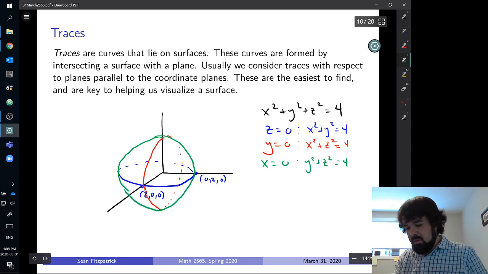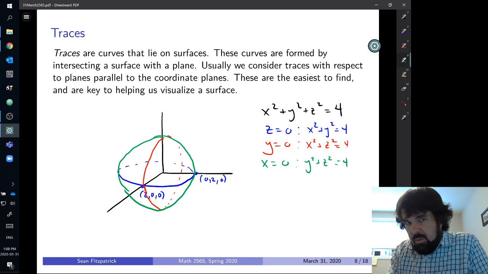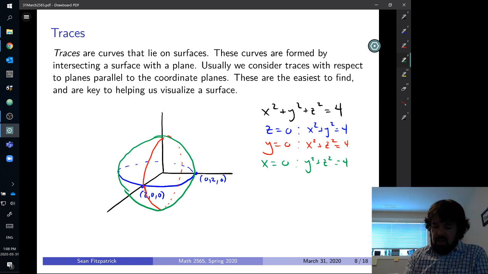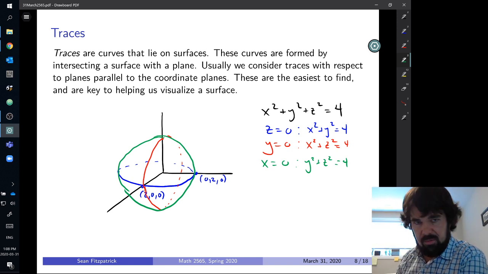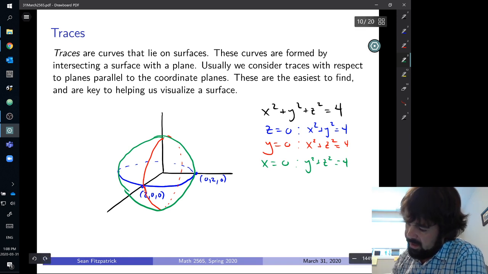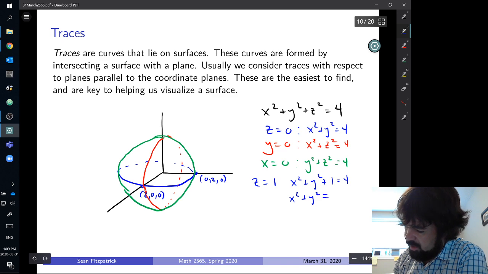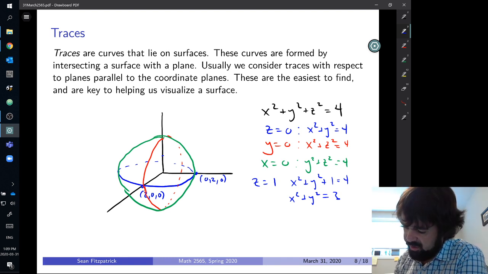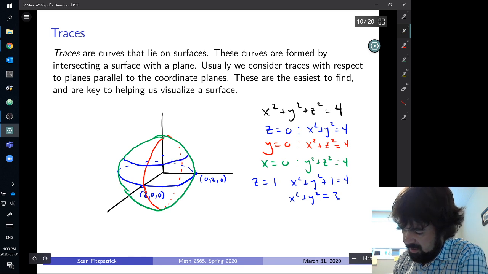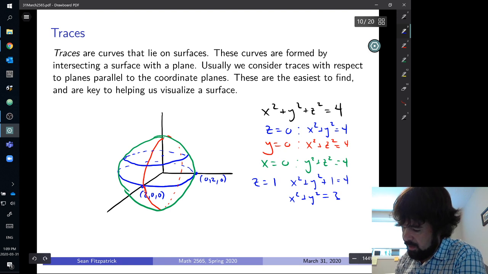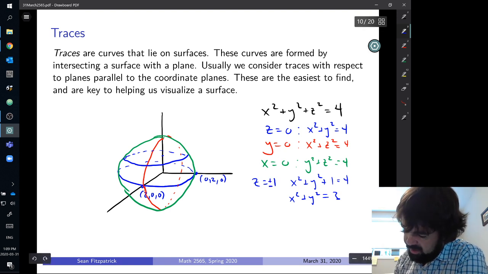So often you basically slice your surface with a plane, right? And the easiest ones to slice with are the coordinate planes. And if you need a few more to really nail it down, you might say, well, what if I did z is 2? Well, not z equals 2. Maybe z is 1. So 1 is equal to 4, so x squared plus y squared is equal to 3. Halfway between 0 and 2 on the z-axis, I get another circle, but this time it's a circle of radius root 3, right? And the same would be true at minus 1.